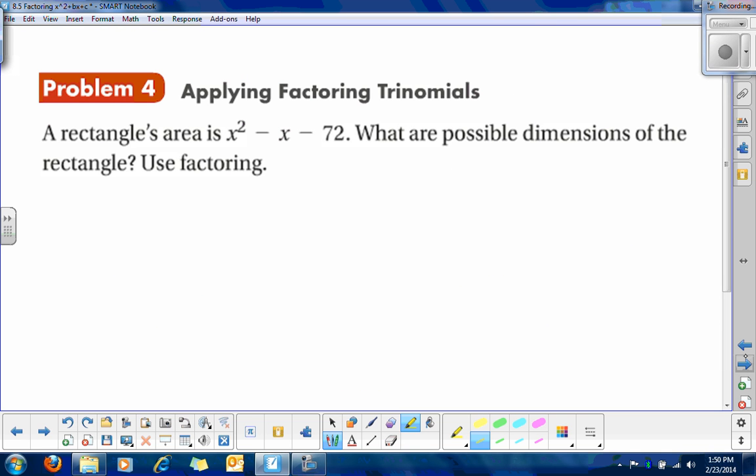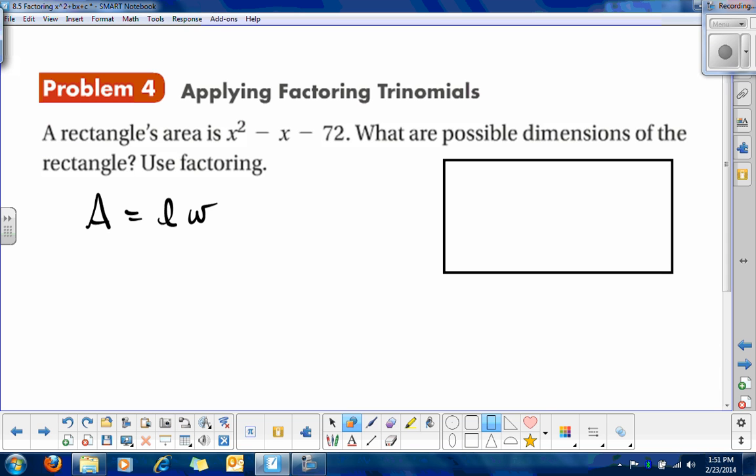Problem 4 is applying factoring trinomials. Here, a rectangle's area is x squared minus x minus 72. What are the possible dimensions of the rectangle? Now remember, when you are finding the area of a rectangle, the formula is area equals length times width. So in order to find our area, we're going to multiply the length times the width. So that's something times something.